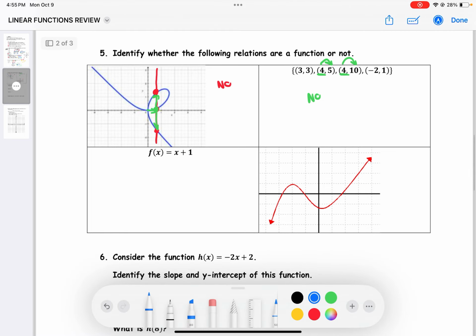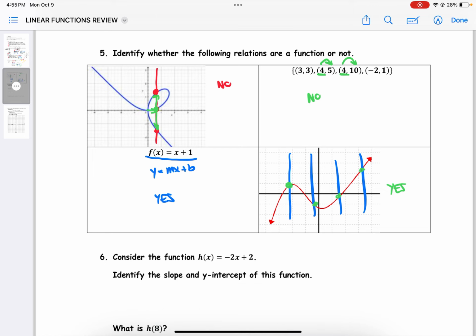Down here, f of x equals x plus 1. This is a perfect example of just a linear function in the form y equals mx plus b. So yes, this counts as a function. And then for here, every vertical line that I draw only seems to cross the function once. So all of these inputs are only going to have one output, and for that reason, this is also a function. Right? So as long as you understand the vertical line test as well as understanding what a function is defined by, one output for every input, right? Every person gets one birthday, then you should be fine on those questions.